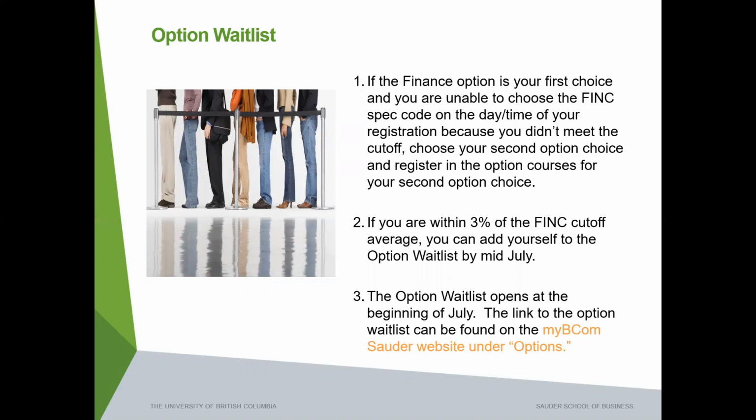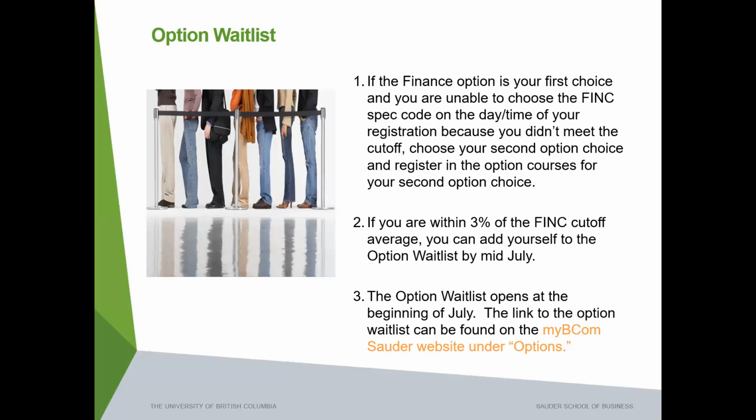We do have what's called an option wait list, and that would be for students who fall within 3% of the finance option cutoff average. And so if you fall within 3% of that 76% cutoff, you can add yourself to the option wait list. It'll be opened up right when year 3 registration opens up, and we'll keep it open for a couple of weeks. And then, by the end of July, we will start reviewing who's on the list and see if we can squeeze in a few more students into the option.